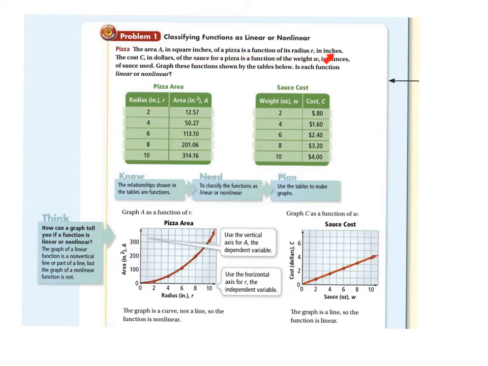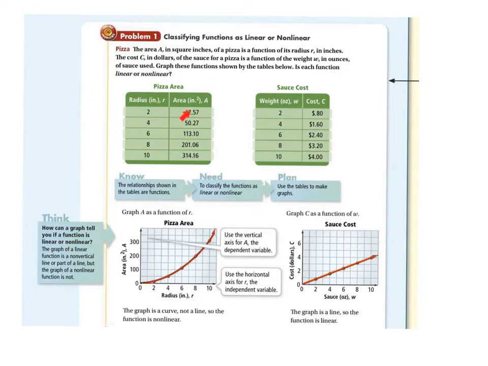That's pretty straightforward, right? In inches. The cost C in dollars of the sauce for a pizza is a function of the weight W in ounces of sauce used. Graph these functions shown by the table below. Is each function linear or nonlinear? So that's the easiest way to tell.